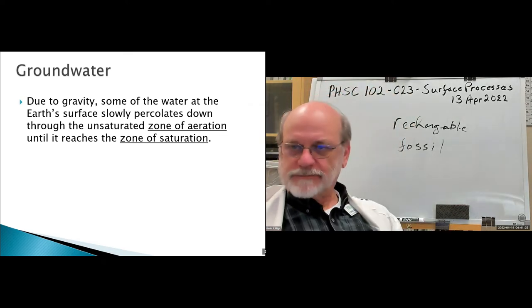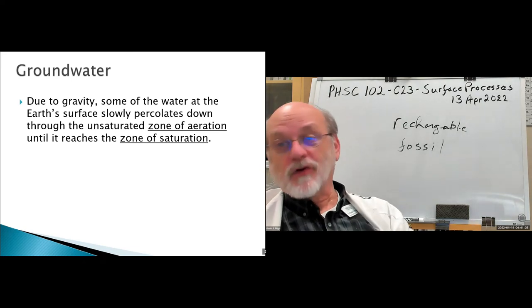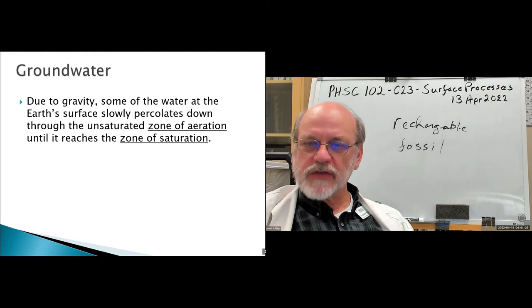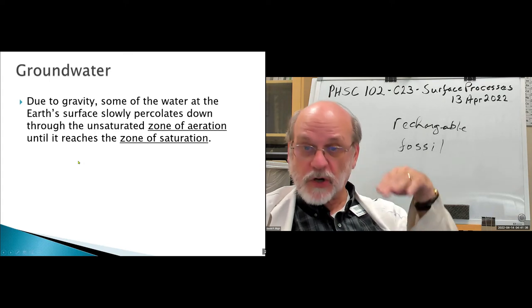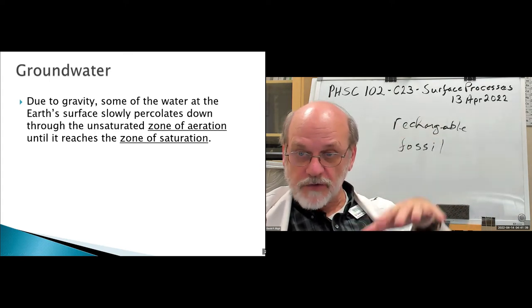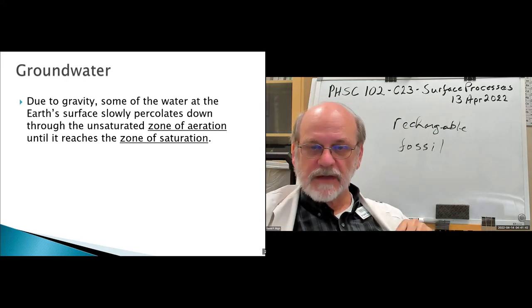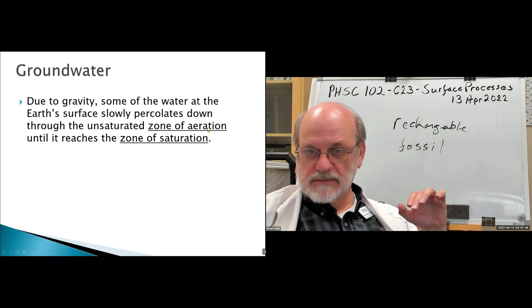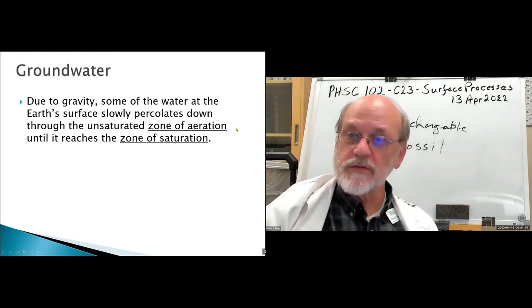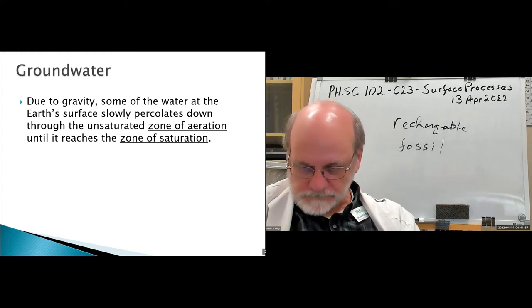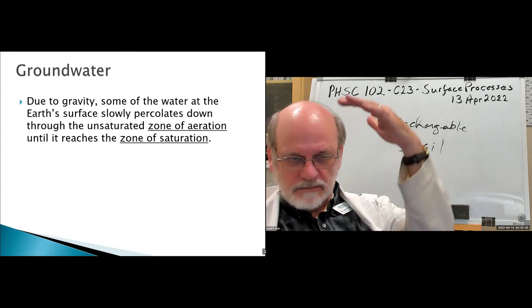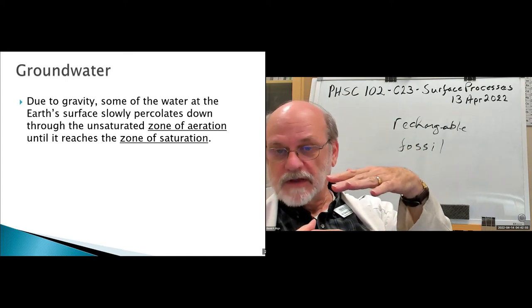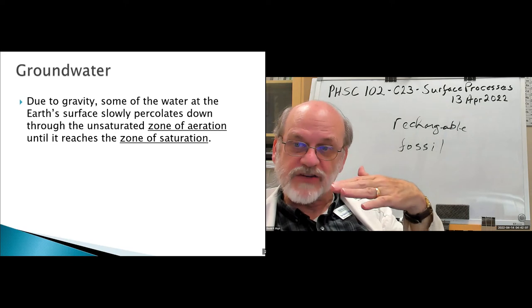So when we talk about groundwater, that's just what it is. It's water in the ground. And it moves under the influence of gravity. Some of the water on the Earth's surface percolates through the soil layers and through the basement rock. And as it's moving, this is the unsaturated zone. In other words, there is air entrained in there also, water and air. This is the zone of aeration. When it reaches a level where it can't move anymore, then it stops. And this is the zone of saturation.